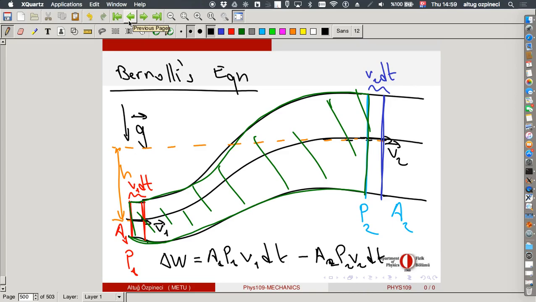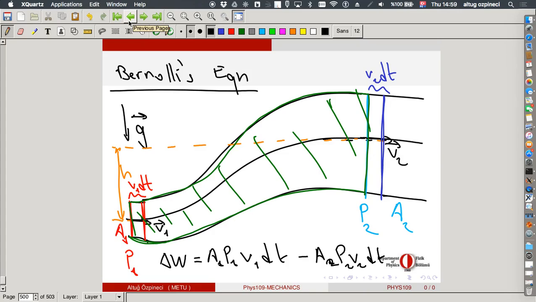The final potential energy is the potential energy of this region plus the potential energy of this narrow region. This is the final potential energy. Well, the initial potential energy is the potential energy of this region again plus the potential energy of this small region. If I take the difference, what remains is the potential energy of this narrow band over here minus the potential energy of this narrow band over there.